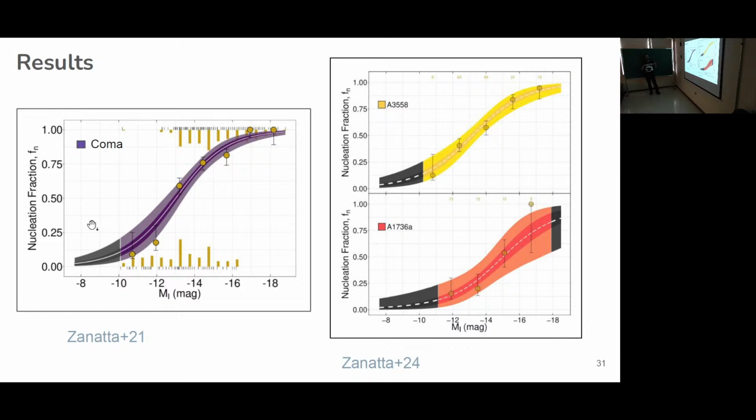So one can say, oh, well, you don't have the data there. How do you trust this? Well, one of the good aspects of doing statistical modeling is that we have a way to estimate confidence intervals more reliably. So we have an extrapolation, but with confidence intervals based on the part where we have data. Here I'm showing on the left the results for Coma, and on the right the later results that we did for Abell 3558 and Abell 1736 in the Shapley Supercluster.